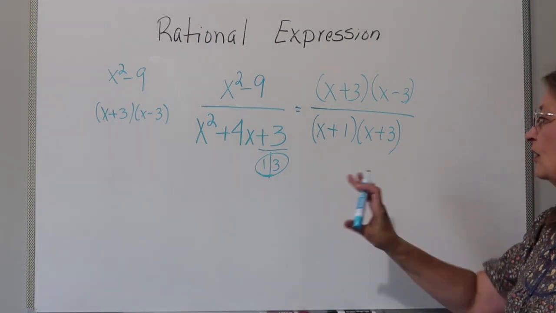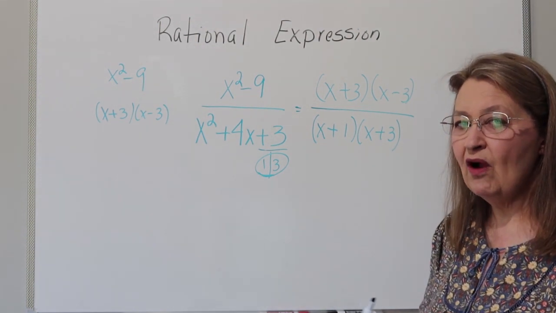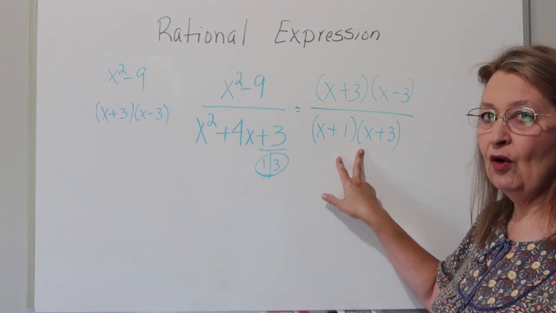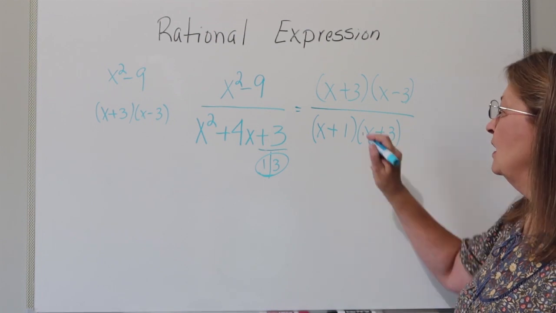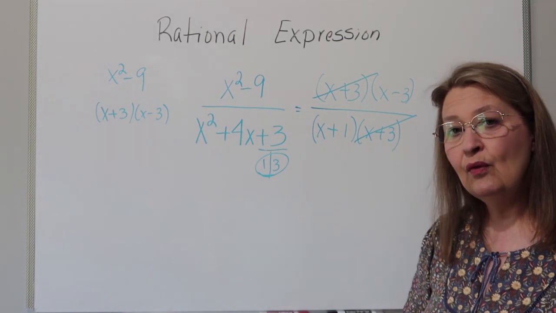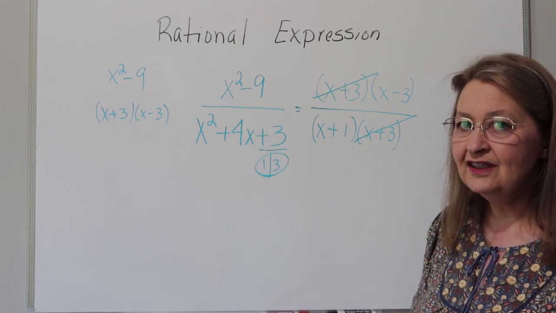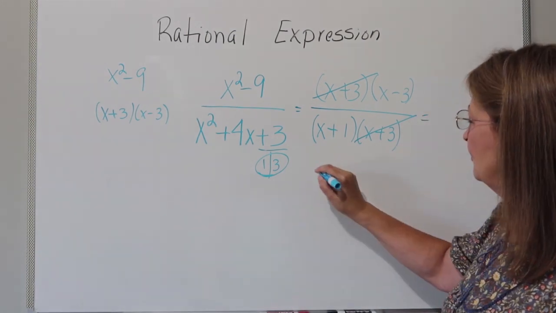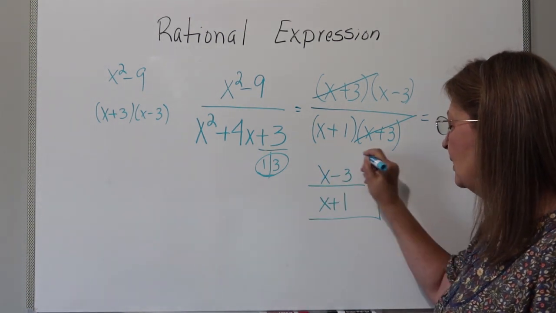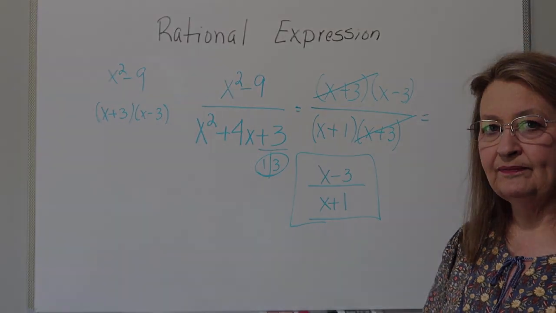Okay? Now, fully factored, so I can cancel any terms that match. And they don't have to be right on top of each other because of the commutative property of multiplication. I could switch the order of these and it's still the same. So what matches? x plus 3 matches this one. Now did I just cancel them out? No. They divided out to 1. And what happens when you multiply by 1? Nothing changes. So what do I have left over? I have x minus 3 on the top and x plus 1 on the bottom. This is the simplified version of my original problem, and this is the correct answer.